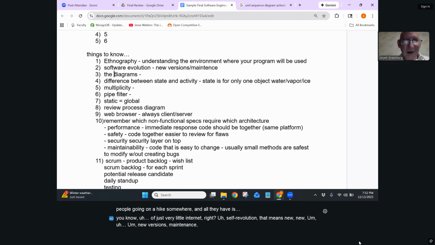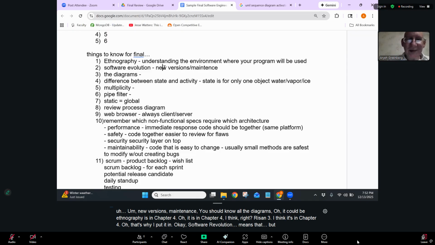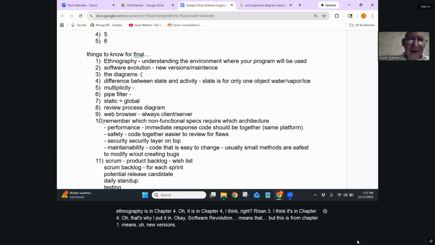Self-evolution, that means new versions, maintenance. You should know all the diagrams. Oh, it could be ethnography is in chapter four. I think it's in chapter four. Okay, self-evolution means, but this is from chapter one, new versions, maintenance.